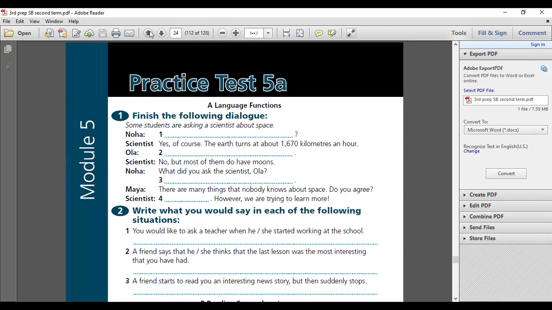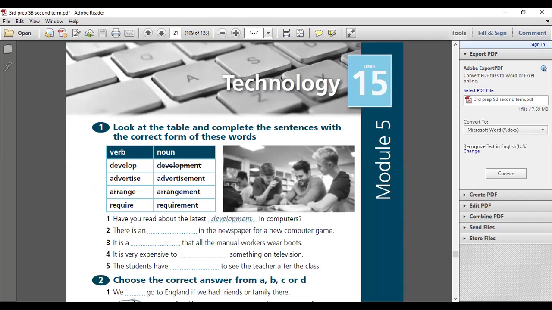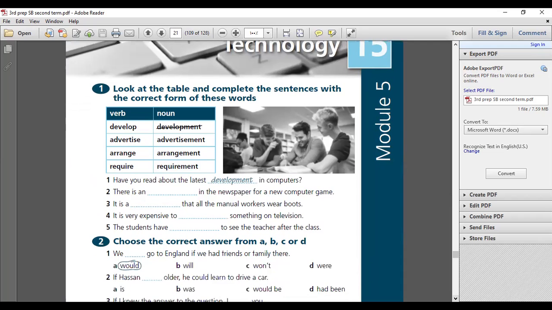Open it. On page what? 21. 21. Okay. Now I want to answer the first question.